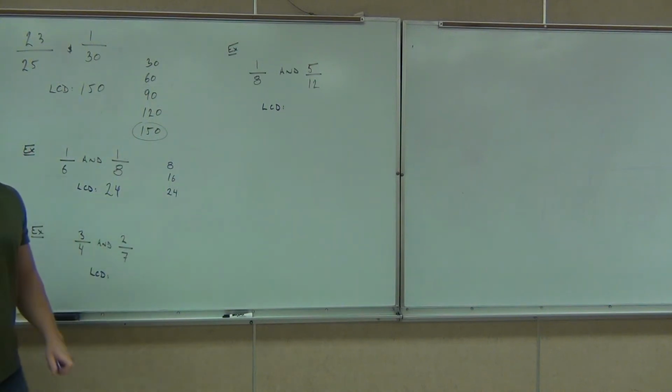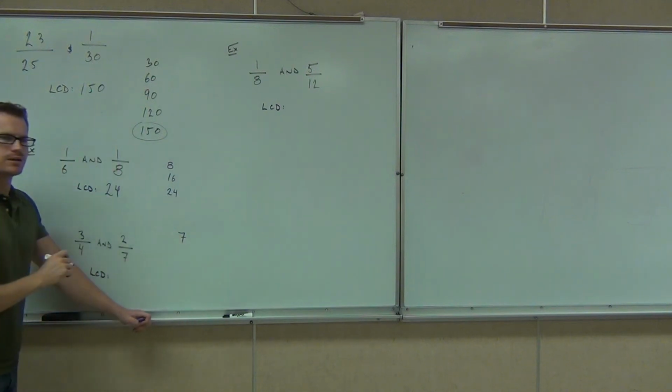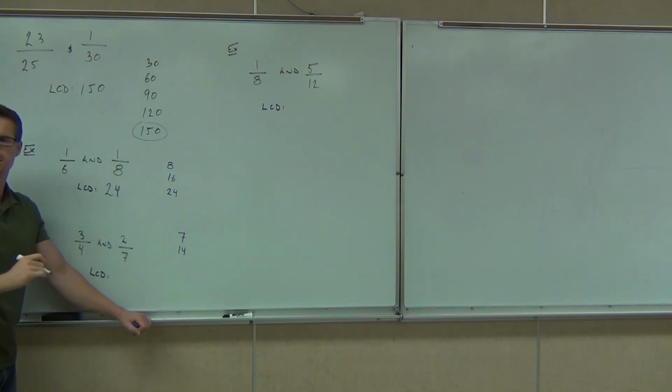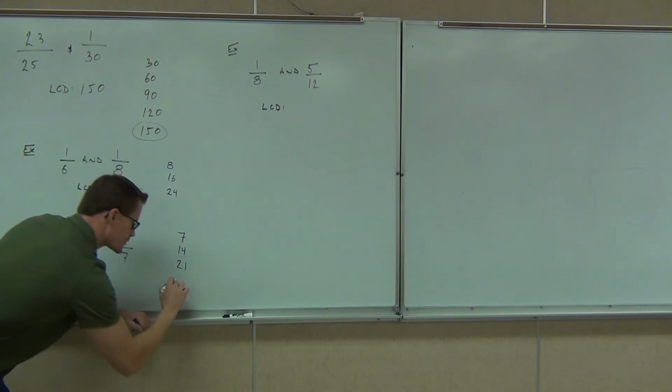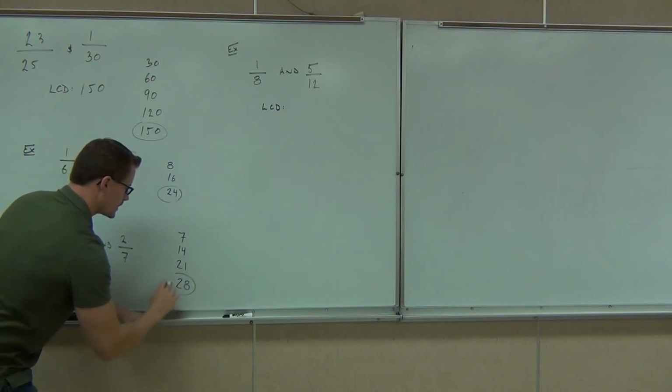We're going to start with what number, 4 or 7? 7. For sure. 4 clearly doesn't go into 7, so we're going to continue. We'll do our 14. Does 4 go into 14? No. Okay. Then we got 21. Does 4 go into 21? No. Next up, we got 28. Yes. So 24 here, 28 here.